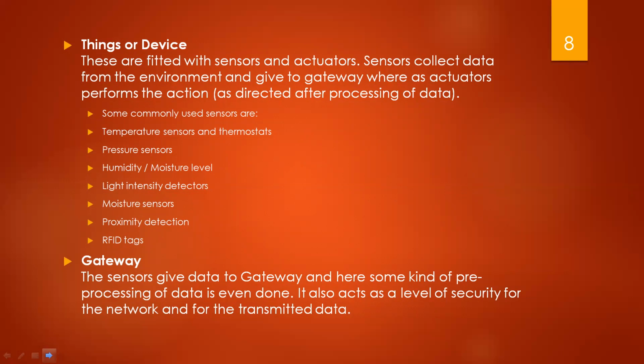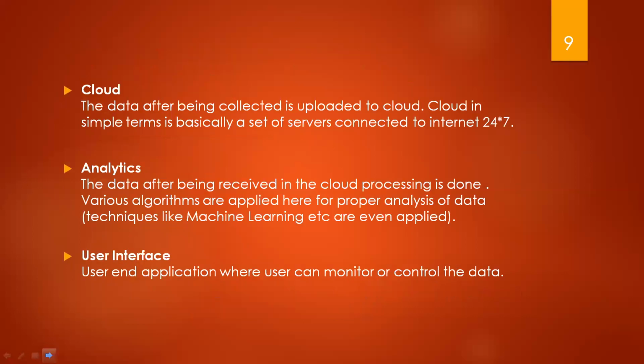So the first component is things or devices. Then the second component is the gateway. The sensors give data to the gateway, and here some kind of pre-processing of data is even done. It also acts as a level of security for the network and for the transmitted data.